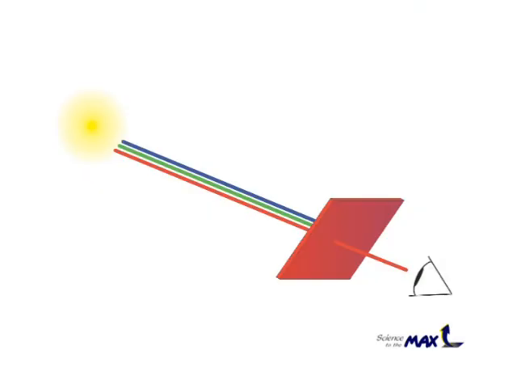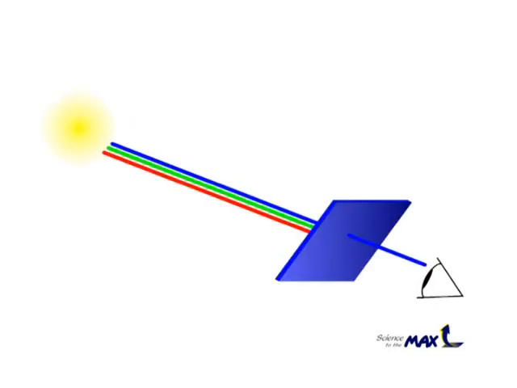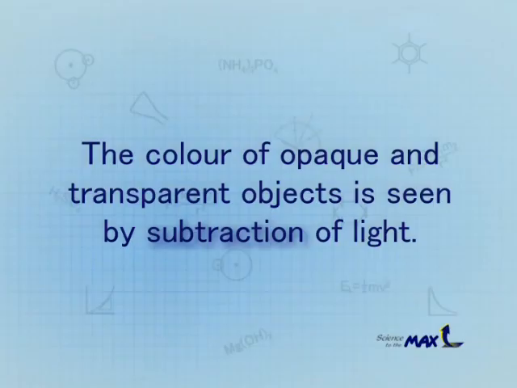For example, we see a red piece of glass as red because it allows red light through but absorbs or subtracts the rest. We see a green piece of glass as green because it allows green light through but absorbs or subtracts the rest. We see a blue piece of glass as blue because it allows blue light through but absorbs or subtracts the rest. So, we say that the color of opaque and transparent objects is seen by subtraction of light.